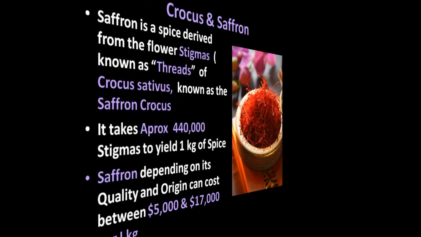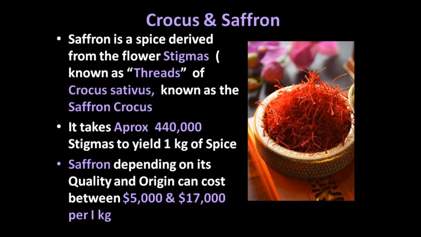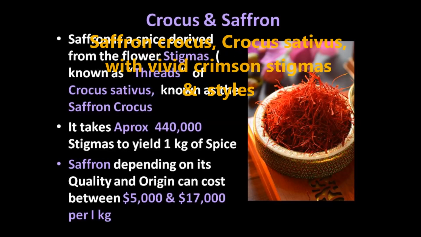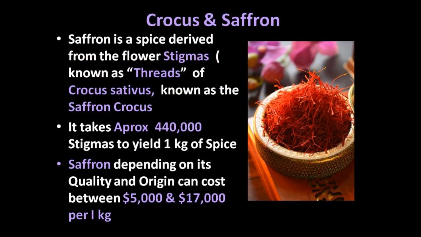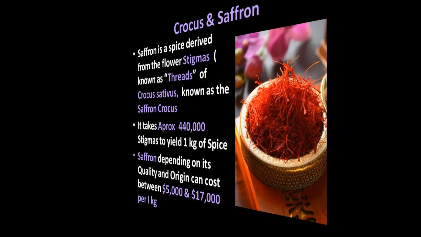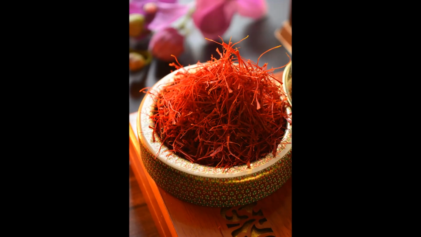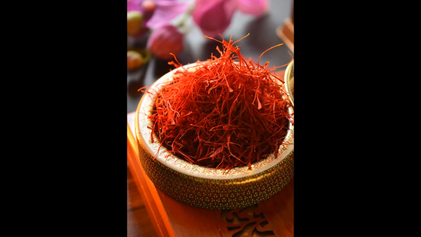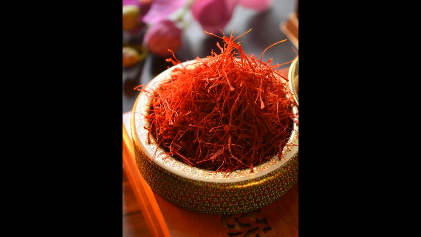Saffron is a spice derived from the flower stigmas, also known as threads, of Crocus sativus, which is known as the saffron crocus. It takes approximately 440,000 stigmas, all of which are hand-picked, to yield 1 kilogram of spice. Therefore, saffron, depending on its quality and origin, can cost between $5,000 and $17,000 per kilogram, and it's predominantly grown in Kashmir, Afghanistan, Iraq and Turkey.